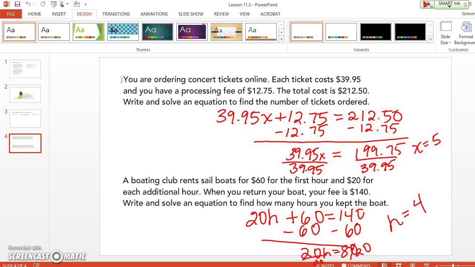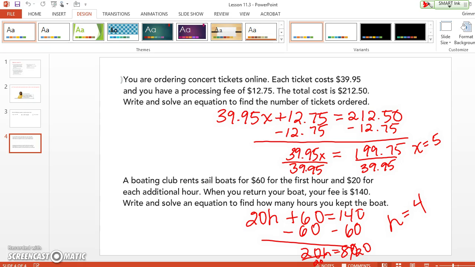4 hours plus 1 plus 60. It's plus, because the first hour, that's the first 4 hours. $60 is the first hour. So you have to add 6, so it's 4 more hours, so it'd be 5. But we already took the 60 out. It says boating club rent sailboats for $60 the first hour. It would be 5. Because hold on.